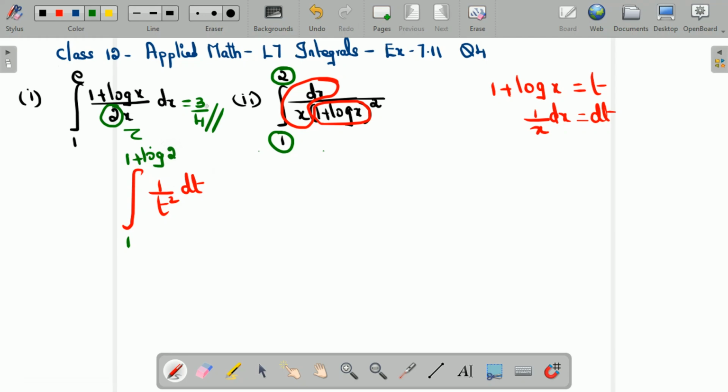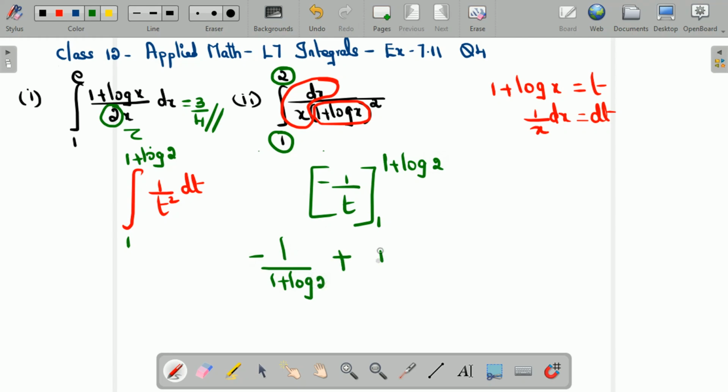Now let's do the integration for this. So 1 by t squared on integration is minus 1 by t. I have this limit 1 to 1 plus log 2. Now we are going to apply the limits. So minus of 1 divided by 1 plus log 2, now minus into minus is plus 1 by 1. Or simply written, this is 1 minus 1 by 1 plus log 2.